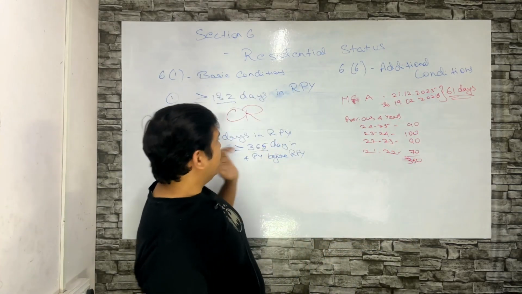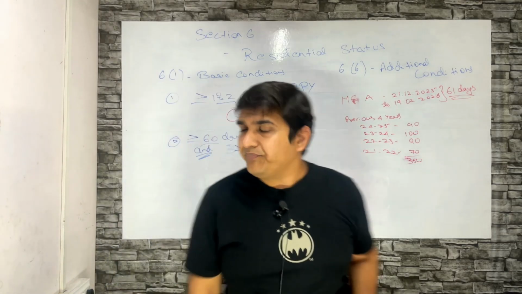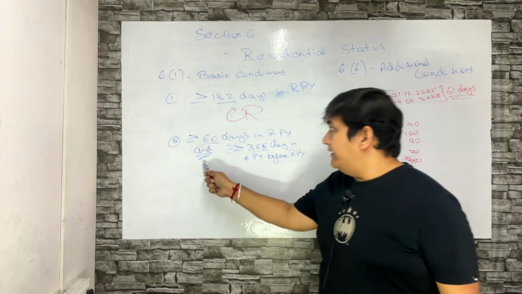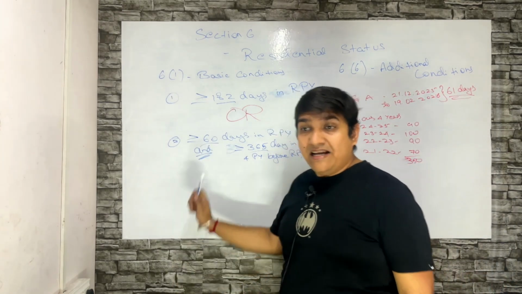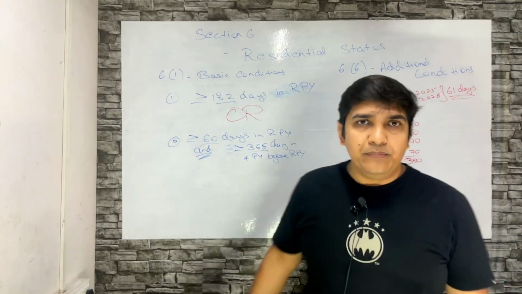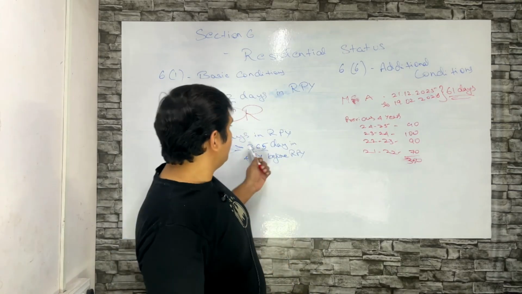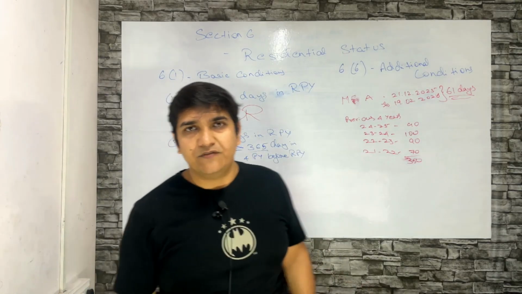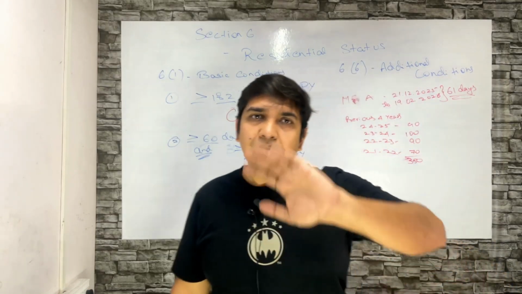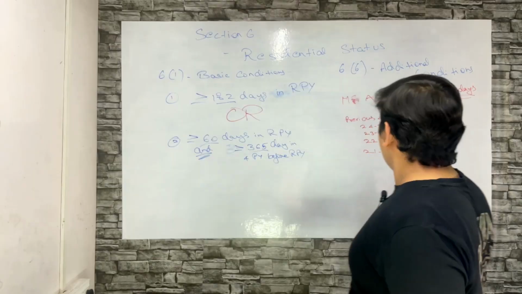Does the second condition satisfy? That is, has he stayed in India for more than 60 days? Yes, he has. And has he stayed in India for 365 days in the 4 previous years? Based on the information, he has stayed in India for 350 days only. So the second condition is also not satisfied. In this case, Mr. A becomes non-resident.